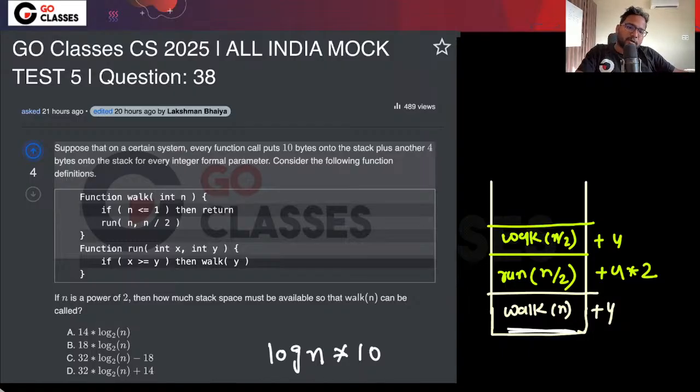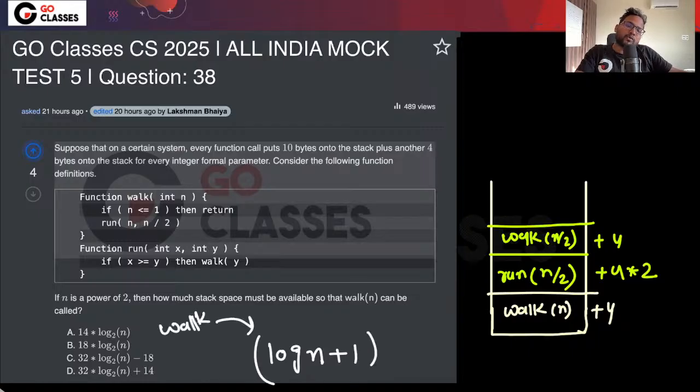So if you take n equal to, let's suppose, 2 power 2, then it is 4, then 2, and then 1. Okay, for the base condition also. So maybe it is log n plus 1 times. So you can say log n plus 1 times. So these many times walk will be called.